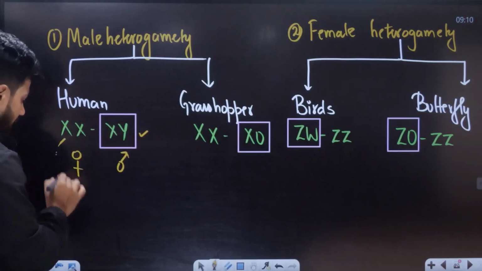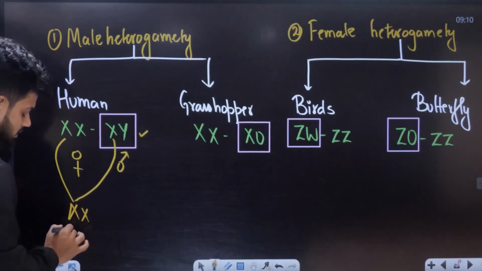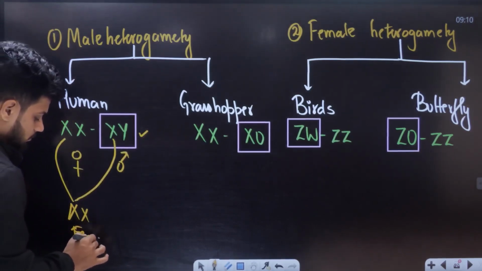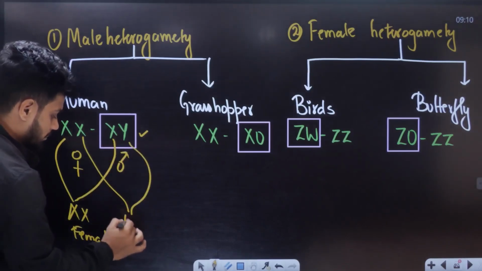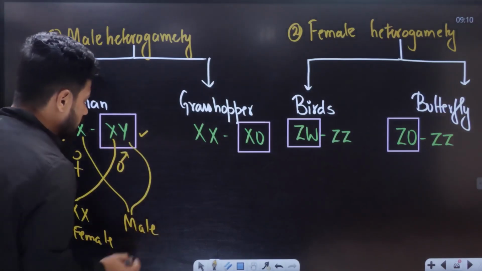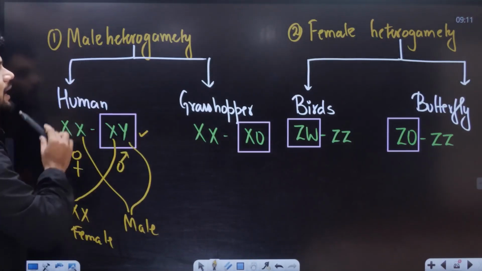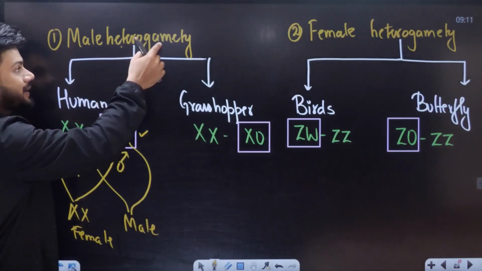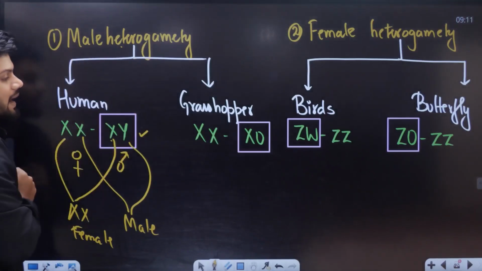For example, if an X chromosome from here and an X chromosome here meet, we get XX, that is a female child. If the same X and this Y meet, we get a male child. So here the male determines the sex of the offspring. That is called male heterogamety. Hetero means different, gamete means gametes. So the male has two different gametes here.